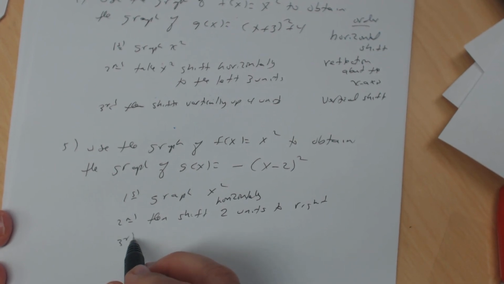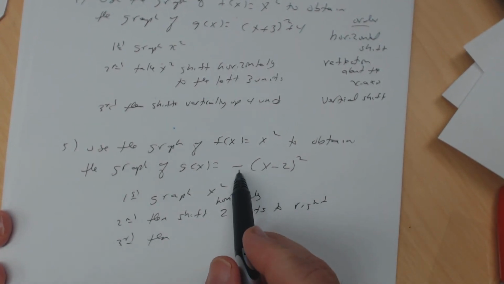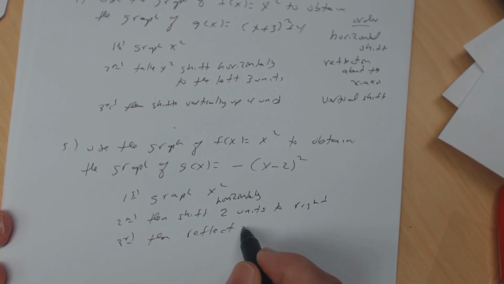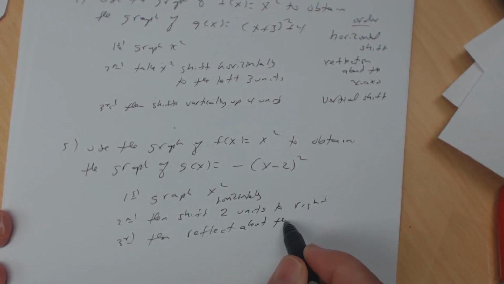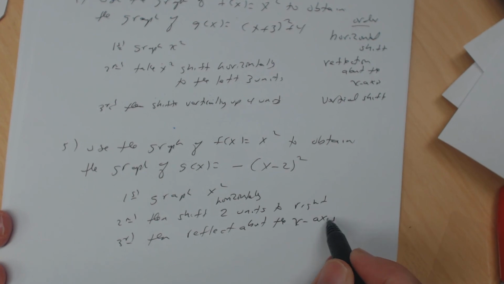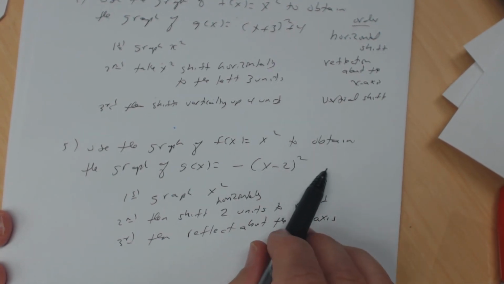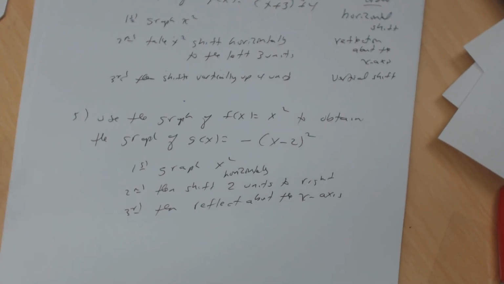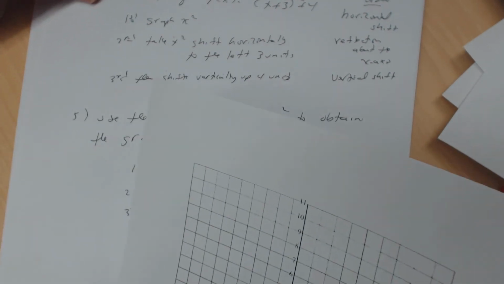Then the third thing you're going to do is the reflection. So reflect about the x-axis. And the last thing is the vertical shift, but there is no vertical shift. So that's the steps you're going to go through. It's very simple. Just do those steps. All right, so what you're going to do is show this on your graph.